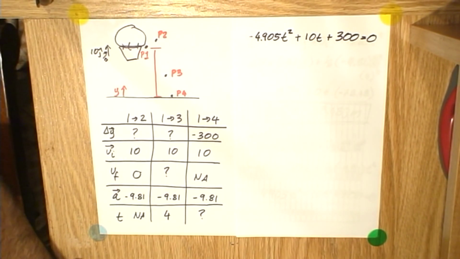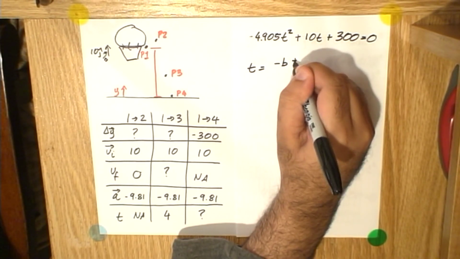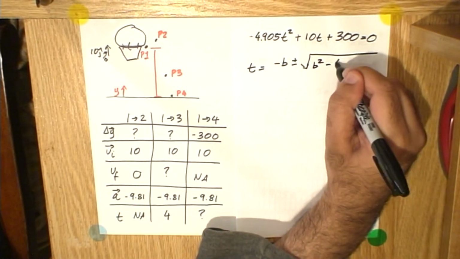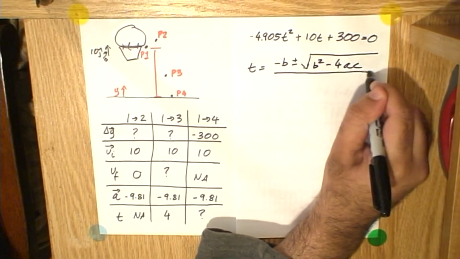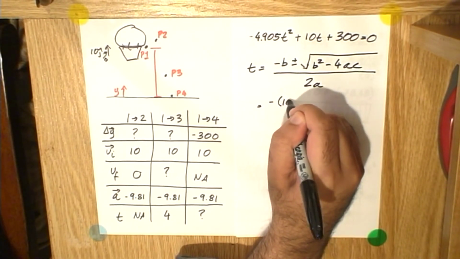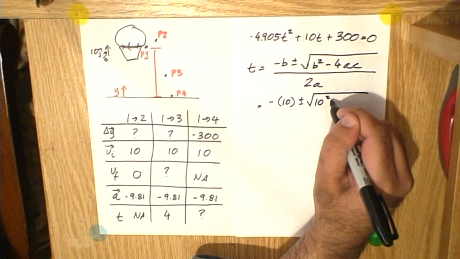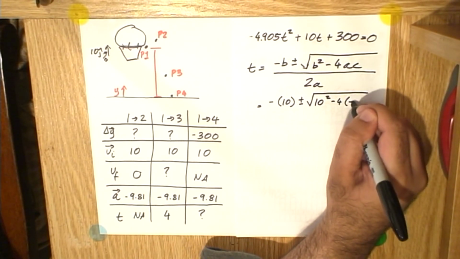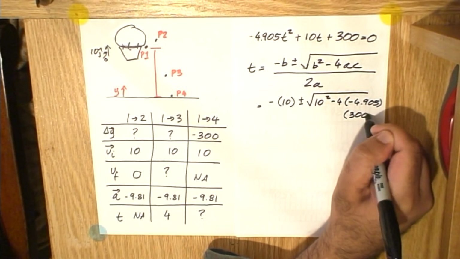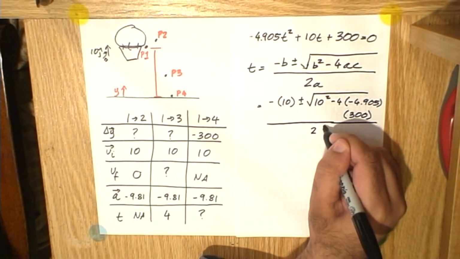This would now be solved using the quadratic formula. So time would be equal to negative b plus or minus the square root of b squared minus 4ac all divided by 2a, which equals negative 10 plus or minus the square root of 10 squared minus 4 times a, negative 4.905, times c, which is 300, all divided by 2 times a.